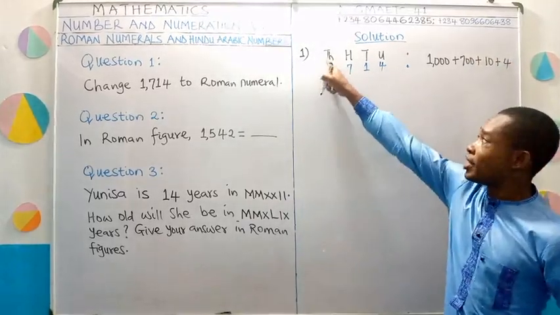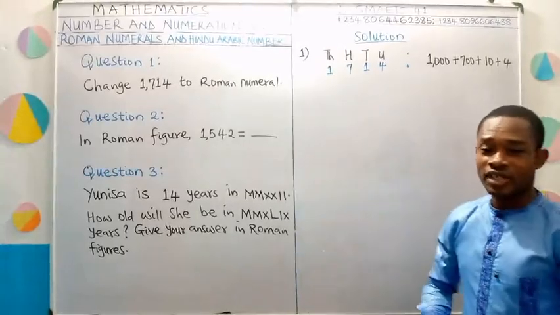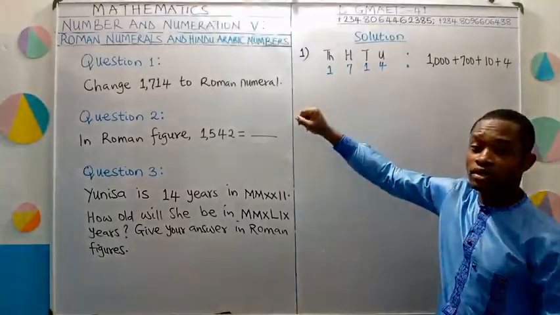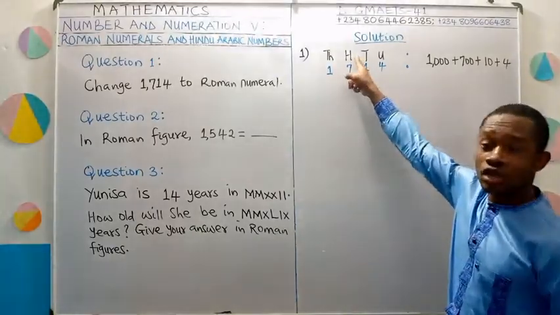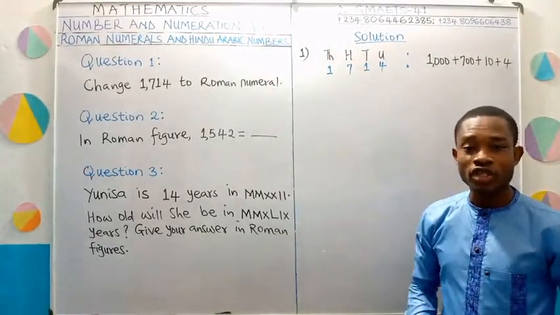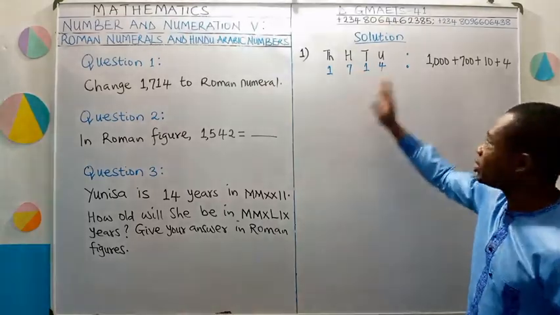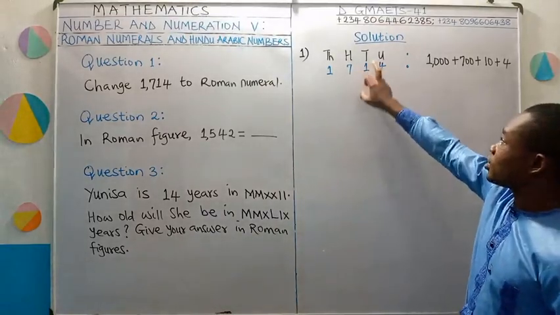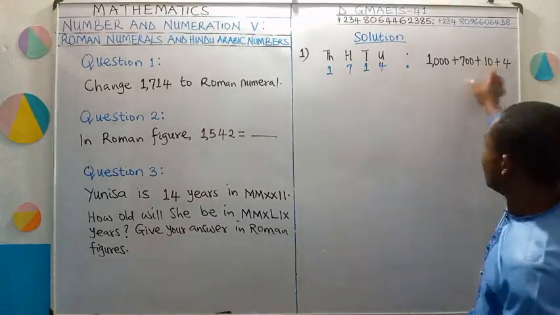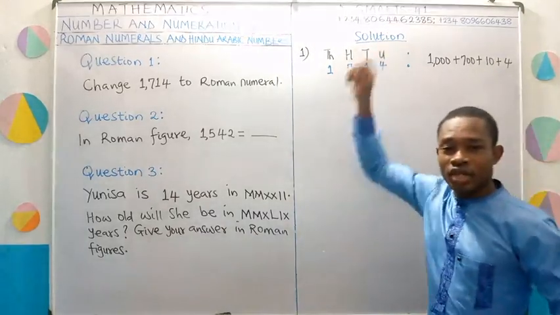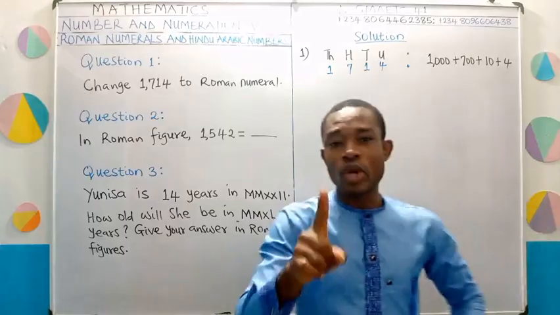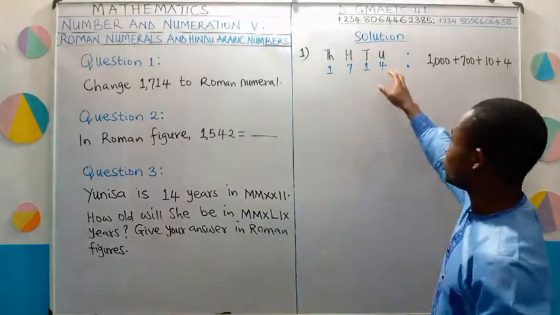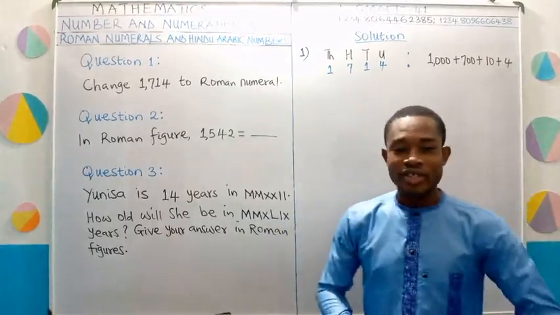1, if you multiply by the standard value of this place value, which is 1000, you have 1 times 1000. Then 7 is under 100. The standard value of 100 is 100. You do 7 times 100. Continue, this 1 is under 10. So it's going to be 1 times 10. You get your 10. Then 4 is under units. The standard value of unit is 1. So to get the value of this 4, you do 4 times 1, which is 4.